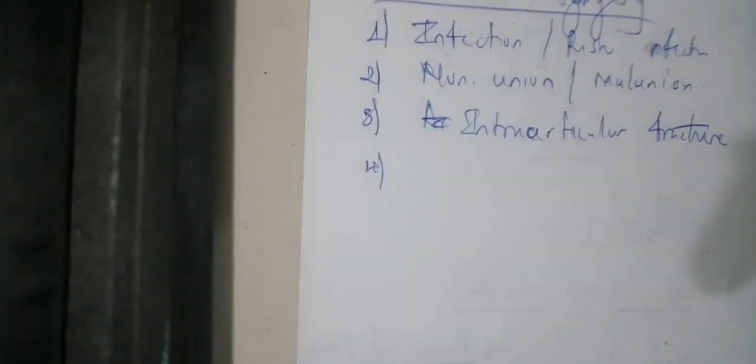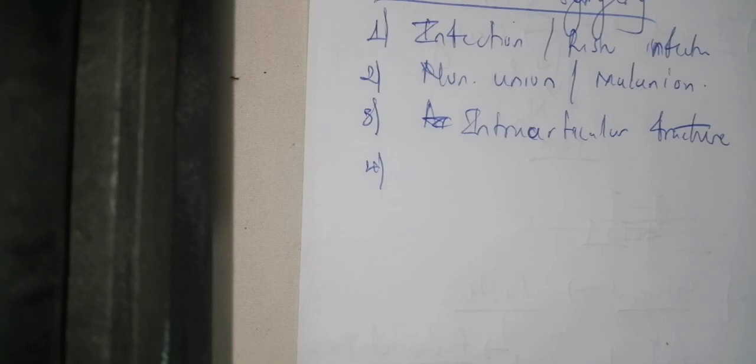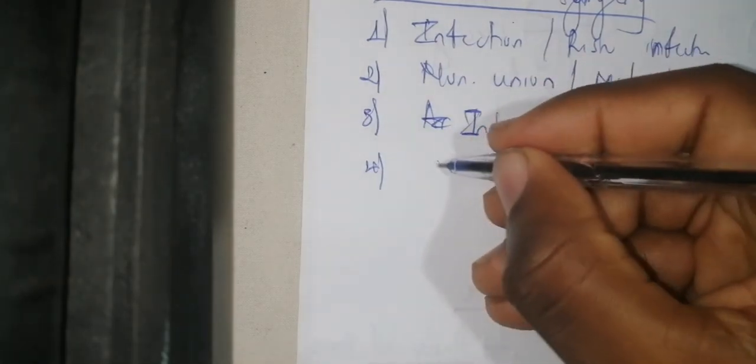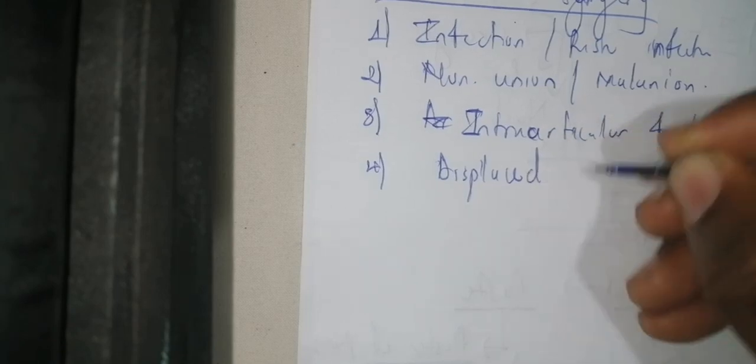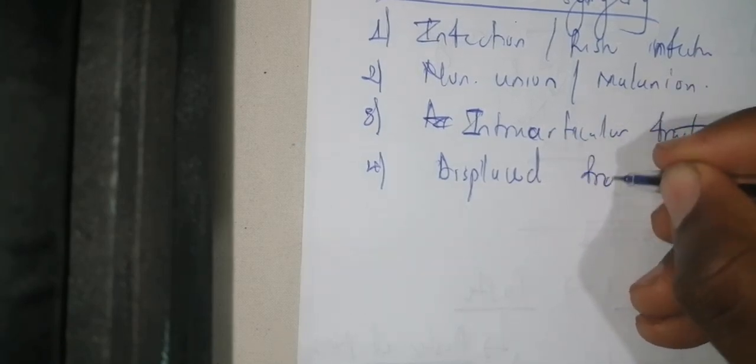The fourth element, after fractures associated with the articular site, is displaced fractures, fractures that have high displacement. Is it clear? Displaced fractures, generally good for surgery.